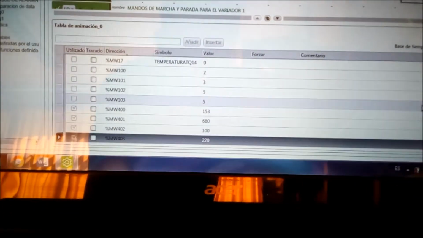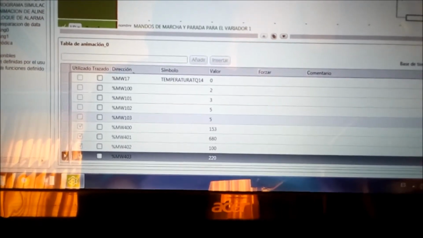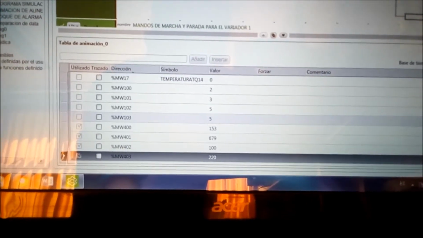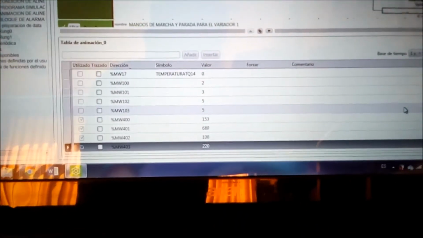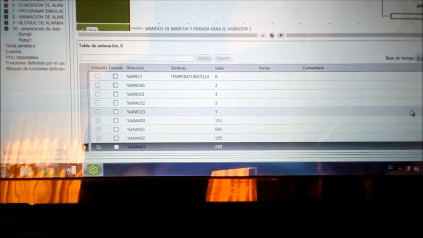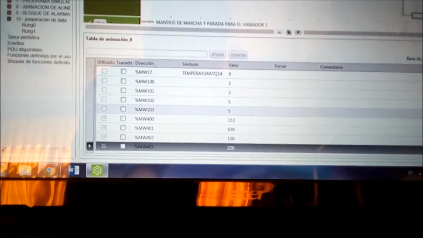As you can see here, those are the values. MW 100 are the registers to read from the Schneider PLC, and from MW 400 are the registers to write to the S7-400.